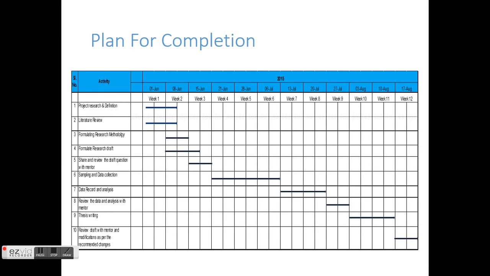So, to plan the project efficiently, I've divided the thesis into 10 different steps. These different steps are being planned across 12 weeks, with the time assigned for each task accordingly. For example, sampling and data collection has been allotted a longer period, as this will require a lot of time in conducting the interviews and getting in touch with the concerned people.